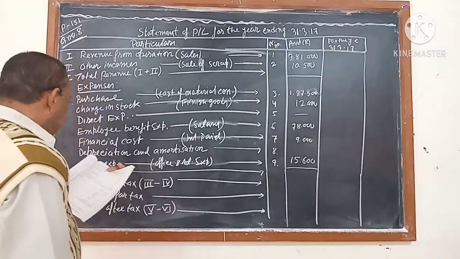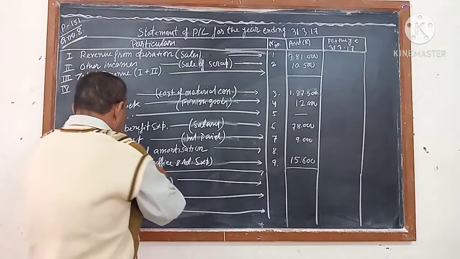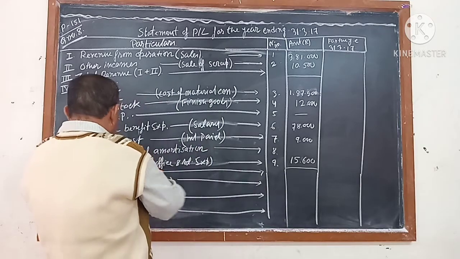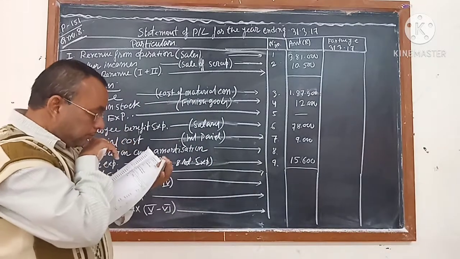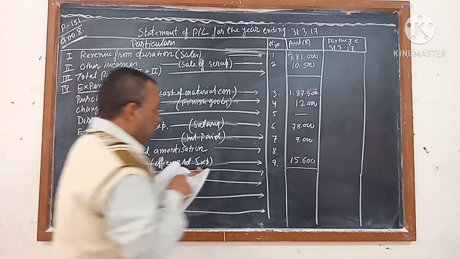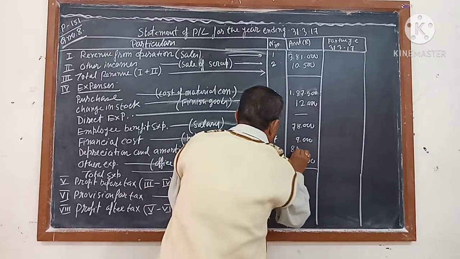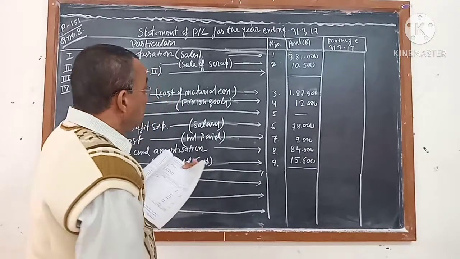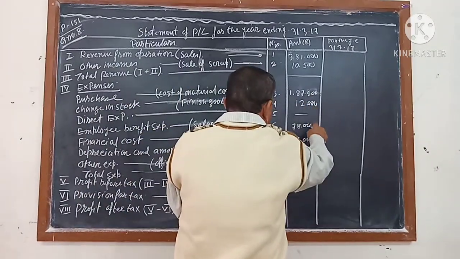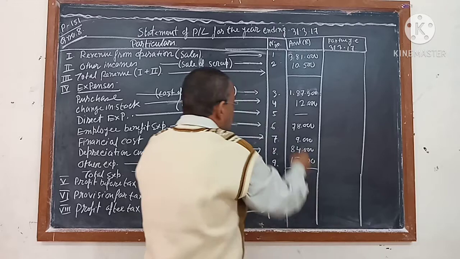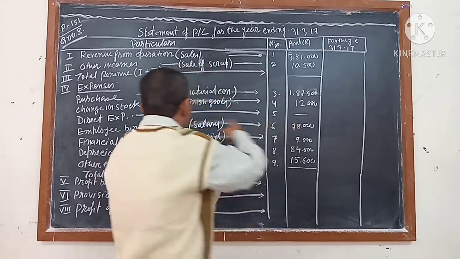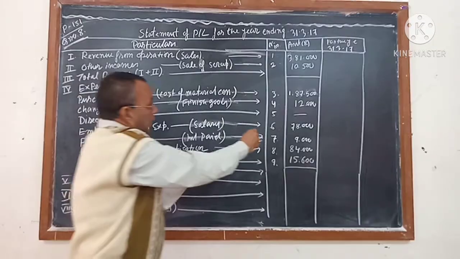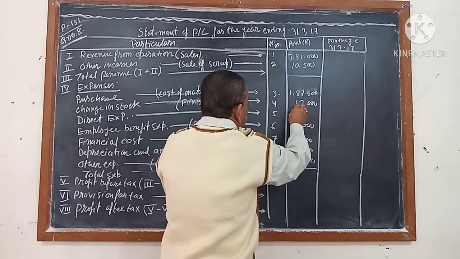Next is coming depreciation. Depreciation and amortization, if you do not write it, no problem. How much amount is coming? That is 84,000. That's all. 1, 2, 3, 4, 5, 6, 7, 8. At one place, direct expense, where wages or other things are not given, we put a dash. So direct expense is not there.